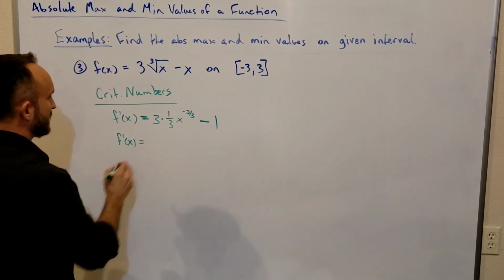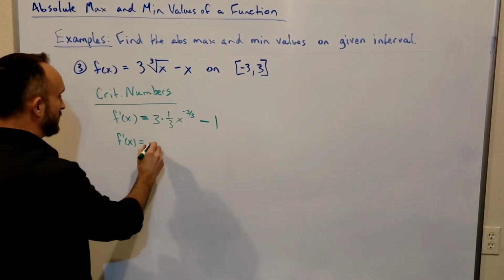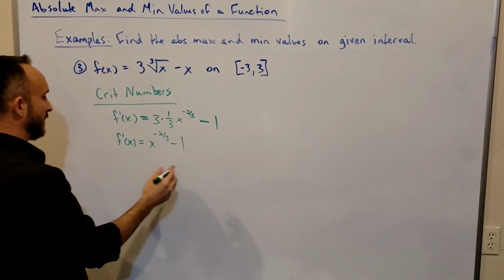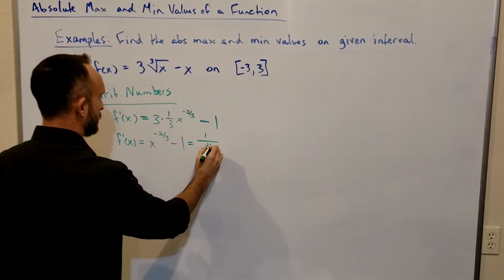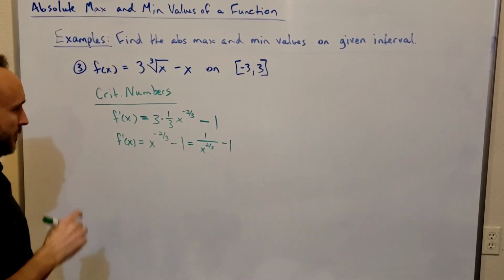So f prime of x equals, luckily 3 times 1/3 is just 1. So we just get x to the -2/3 minus 1. And if you want, you could think about that as being 1 over x to the 2/3, minus 1, if you like. Either way is perfectly fine.